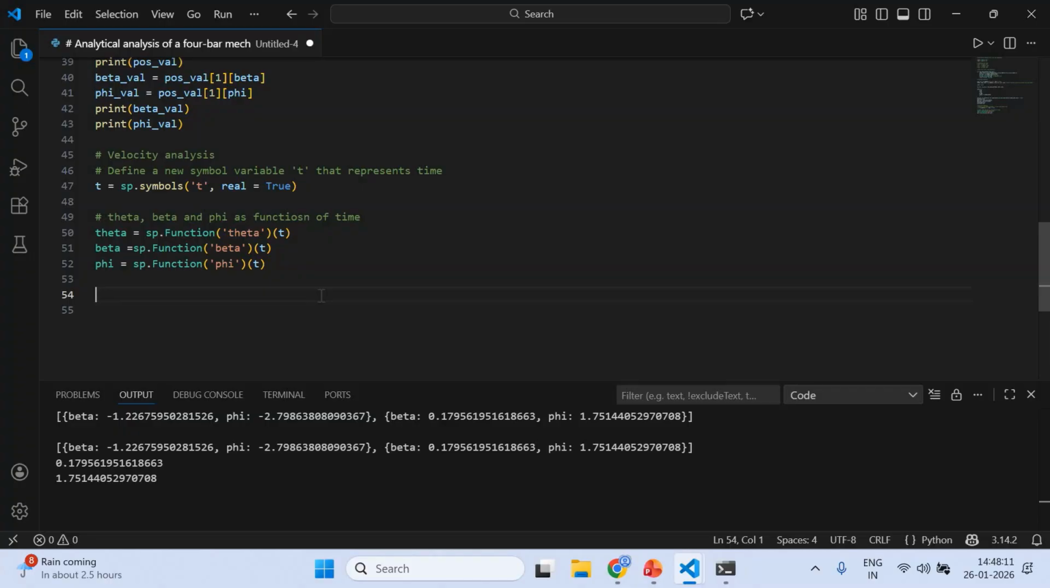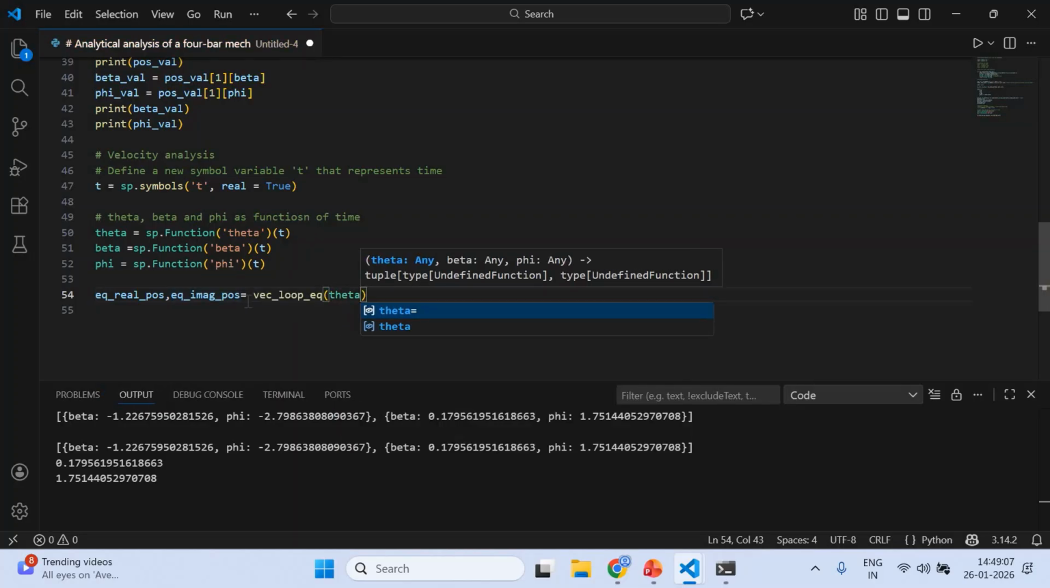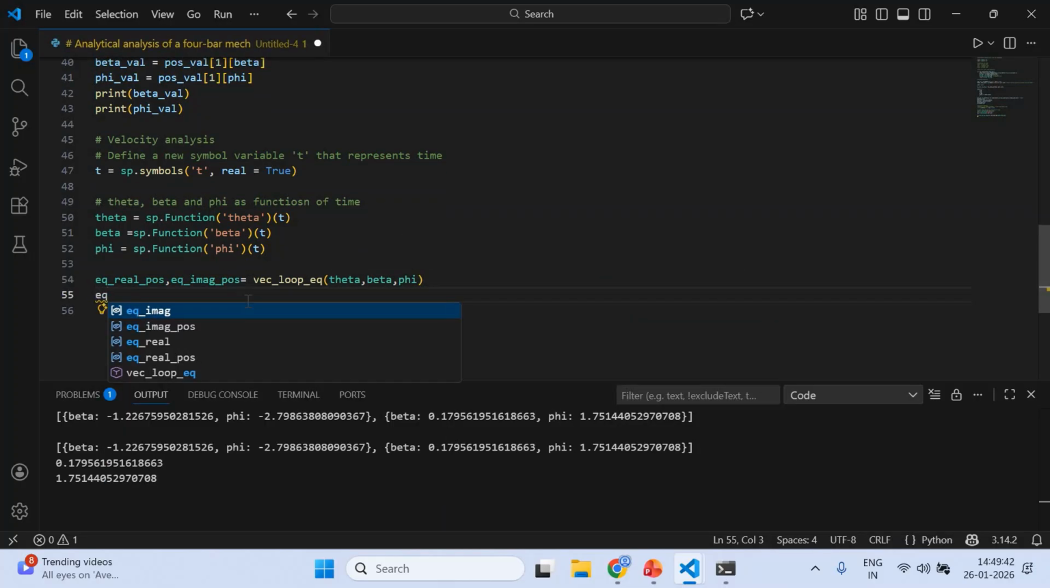obtain the velocity equations. So again let us take this equation_real_position, and then equation_image_position. So these are real and imaginary parts, right? But here I am just using this new term equation_real_pos, comma equation_image_pos. So here we have theta, comma beta, comma phi. Now let's start differentiating these equations.